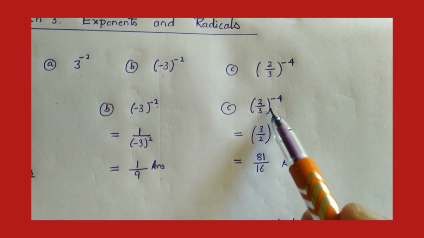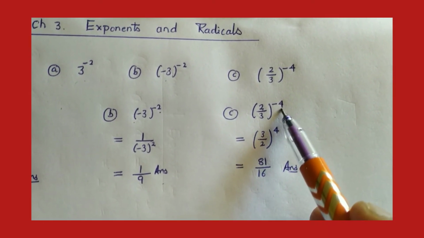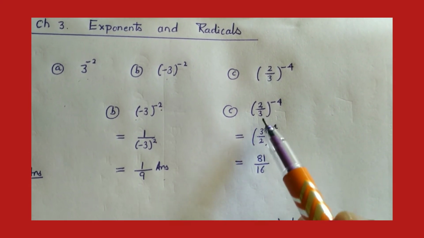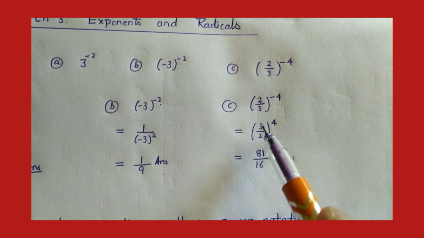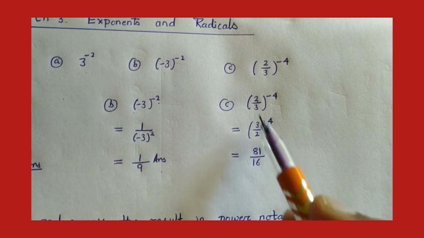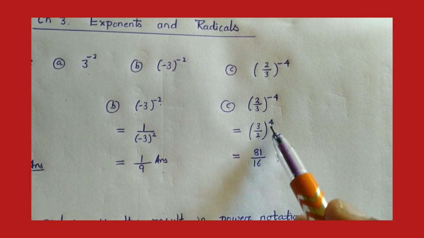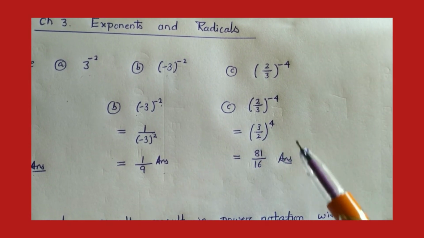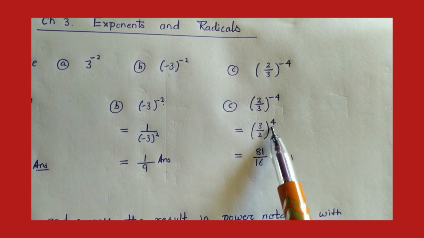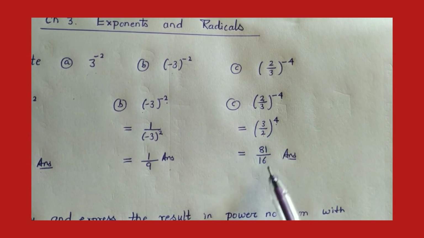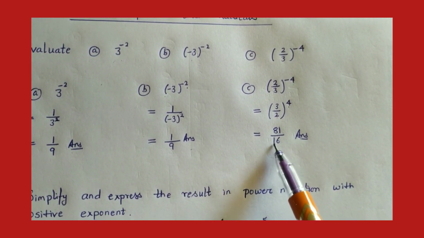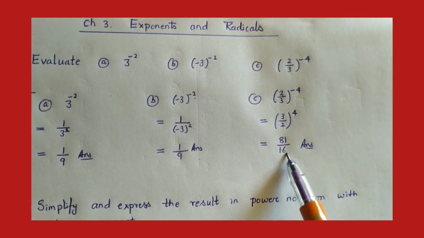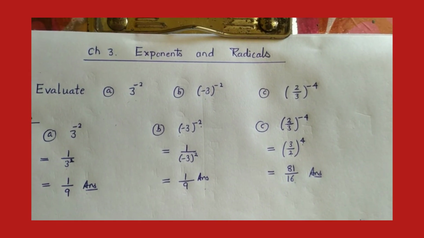C: (2 by 3) whole to the power minus 4. When we take the reciprocal, the sign of the power changes. This can be written as 3 by 2. 2 by 3 can be written as (3 by 2) whole to the power 4. And 3 to the power 4 is 3 threes are 9, 3 nines are 27, 3 twenty-sevens are 81. And 2 to the power 4 means 2 twos are 4, 4 twos are 8, 8 twos are 16. This is the answer, 81 by 16.